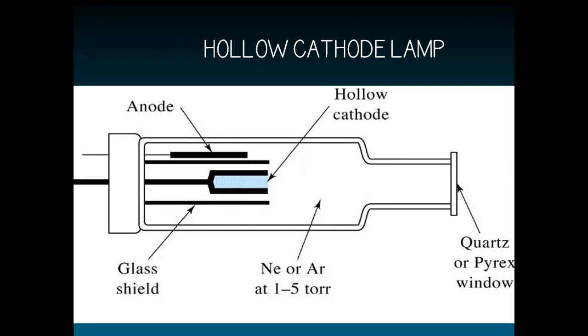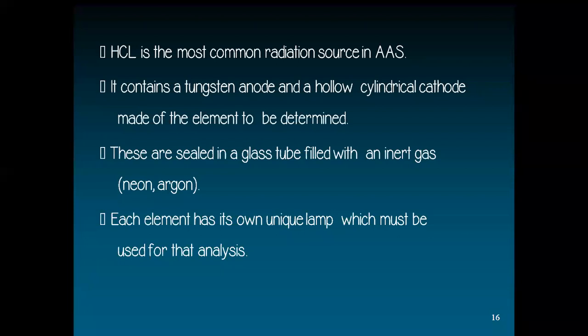The working of this lamp is very simple. A high voltage has to be applied across the anode and cathode at the two ends, and as a result, it will start producing high energy radiation, which will be either UV or even higher energy, and it will come out of this quartz window. So it is the most common radiation source in atomic absorption spectroscopy.